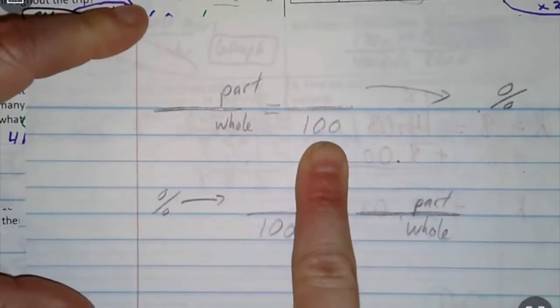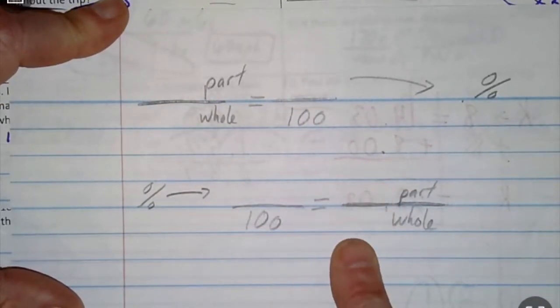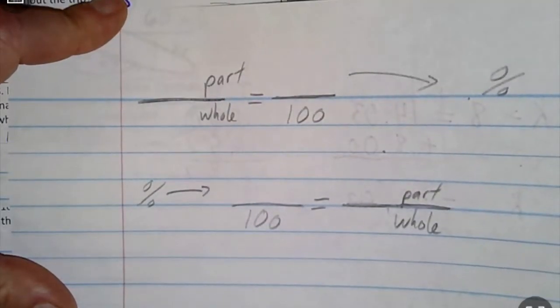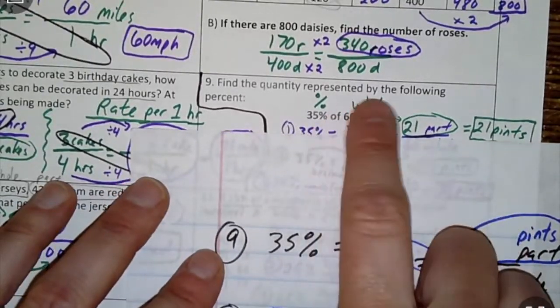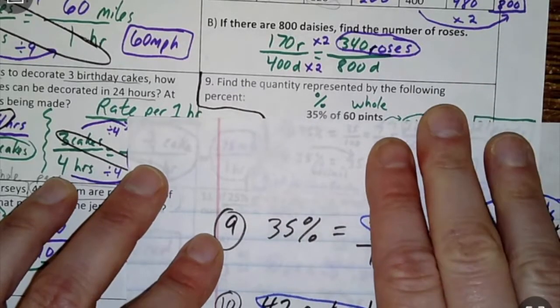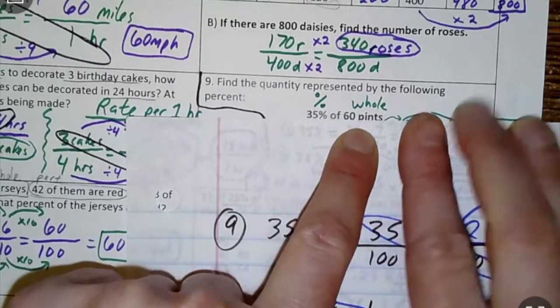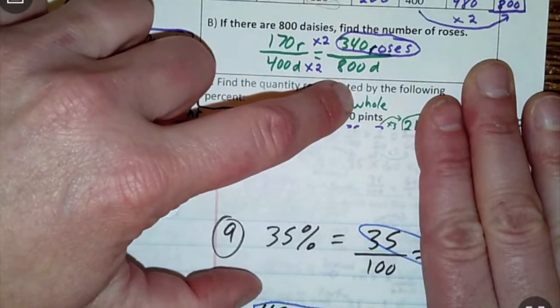Could we flip this around and take our percent out of 100 and still set it equal to our part out of our whole? Yes, we can. So you just have to identify which 2 of the 3 they are giving you in the problem. So in this particular problem here, find the quantity represented when they give us 35% of 60. Well, if I kind of cover this stuff up, 35%, they've given you the percent, of 60, that's your whole. So when I set this up, I have the percent and the whole, I'm missing the part.